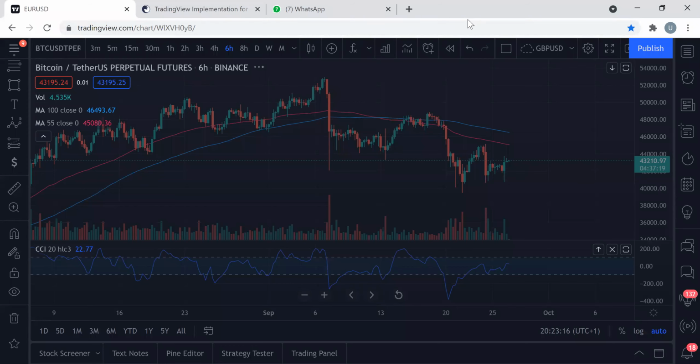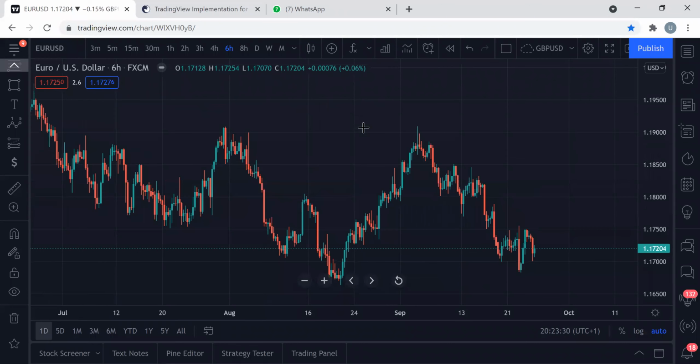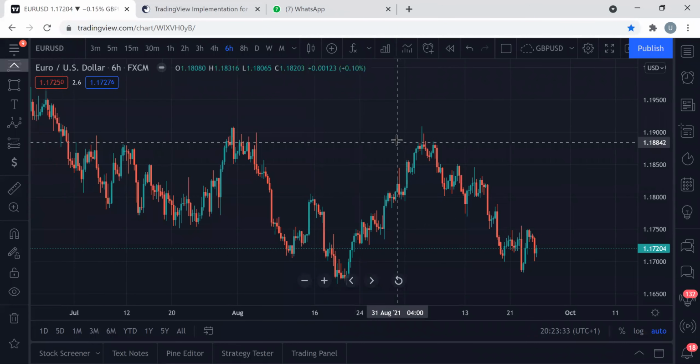My network is very poor. Okay, here we are. Let me try and remove everything here. Okay, yeah, the chart is clean now.